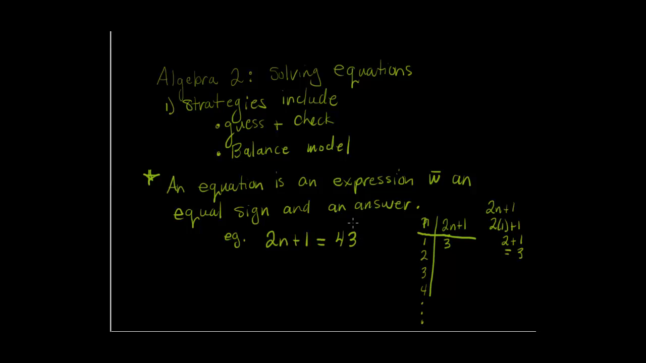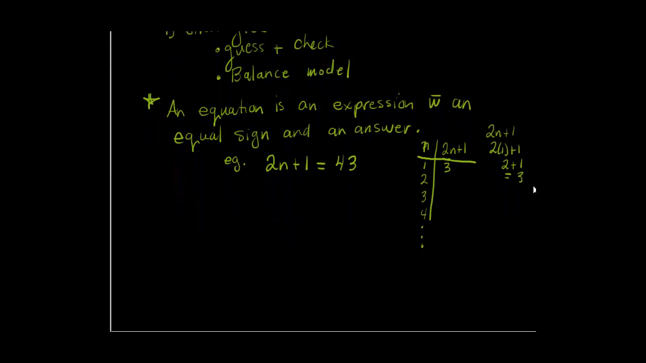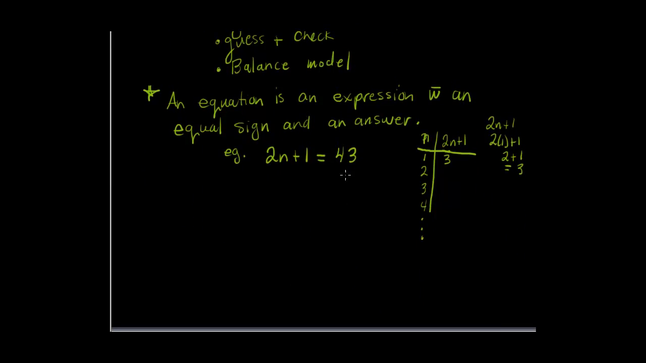But where is the value of 43? Somewhere in here is this value of 43. Let's go ahead and figure out how to do that. Well, I can kind of guess. I could guess that 2 times something plus 1 is going to give me 43. Well, I know that 2 times 20 is going to give me 40, so it's got to be close to 20.